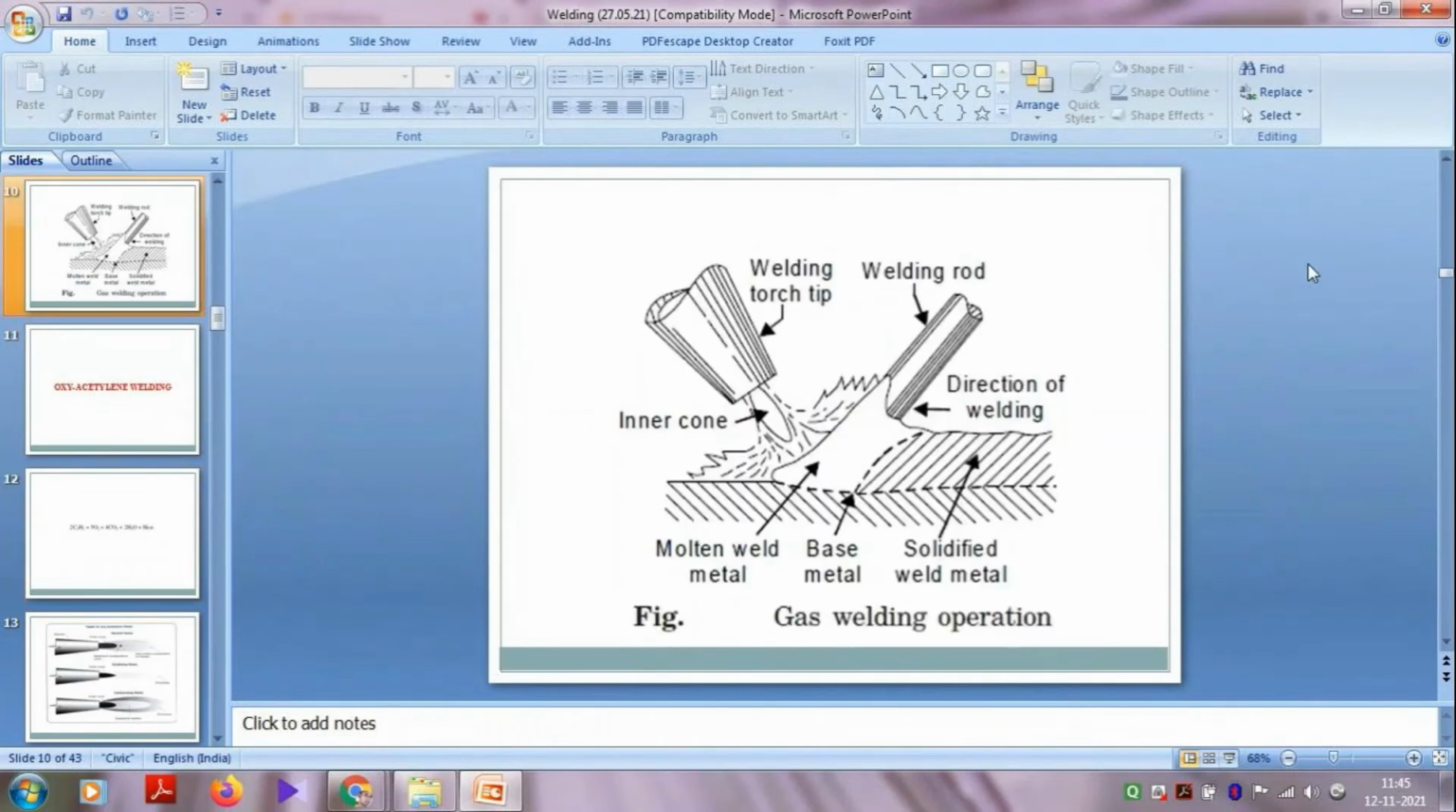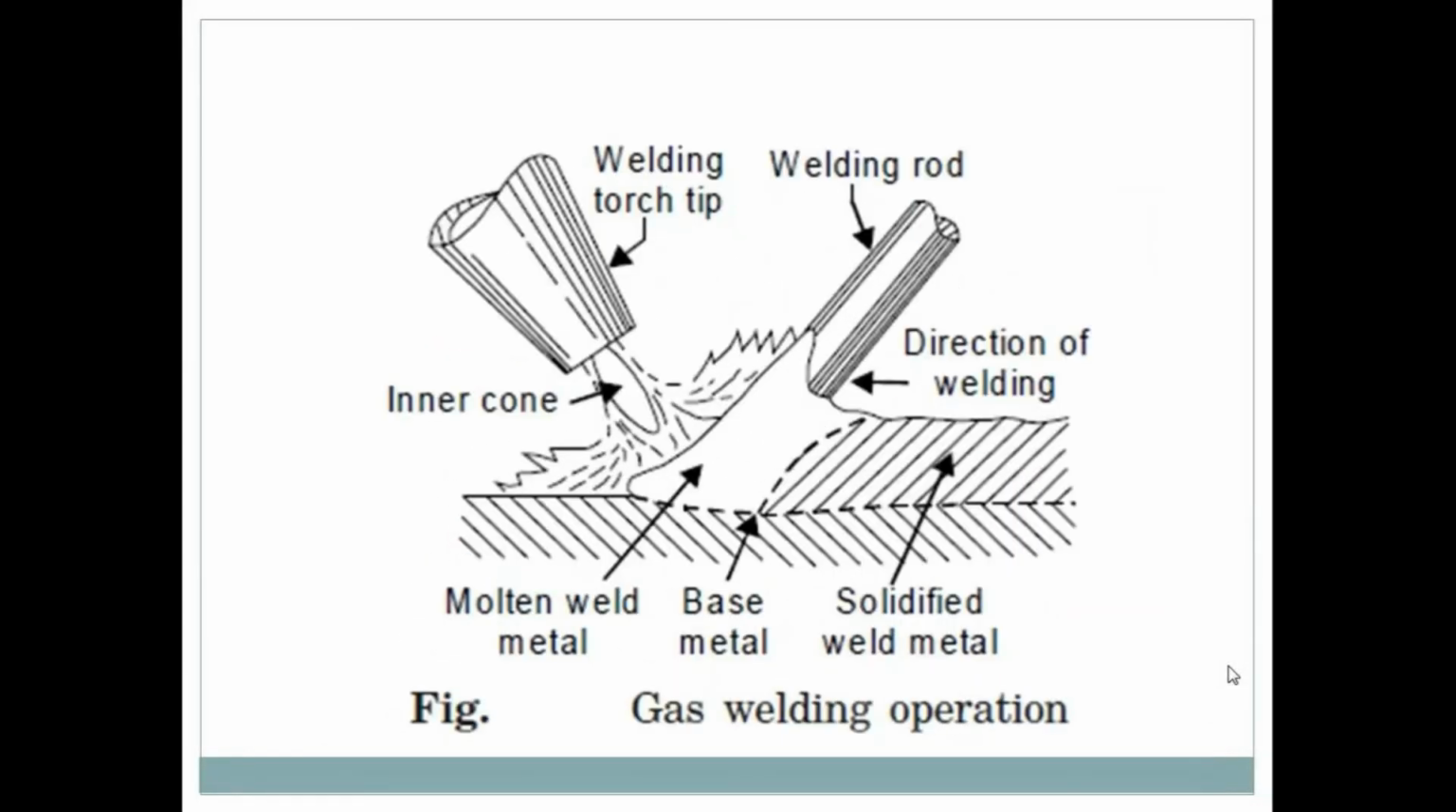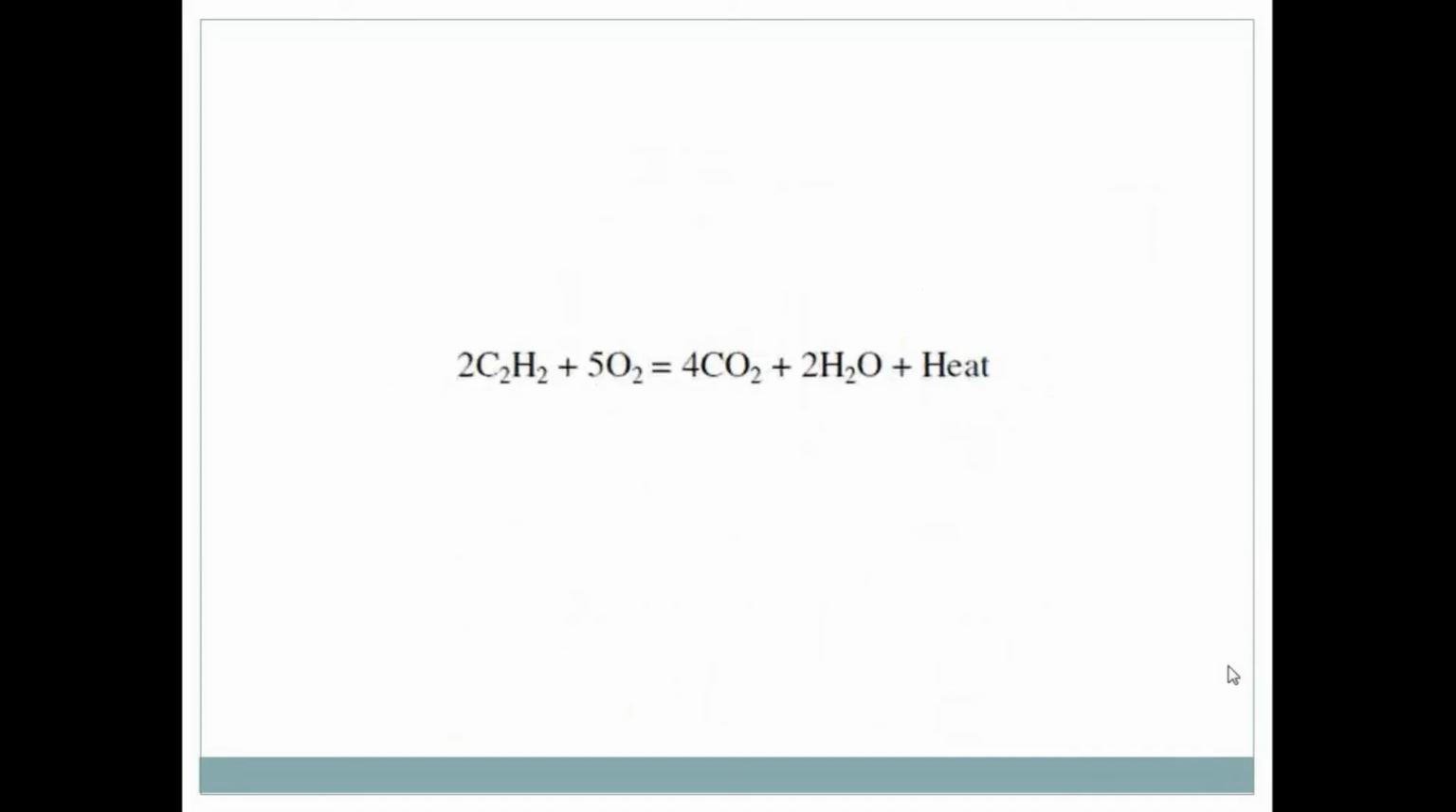Now some basic equations, with the help of which heat will be generated. What is the basic equation? C2H2. What is the name of C2H2? This is a chemical reaction. Sir, chemical formula, acetylene. And what is O2? Oxygen, sir.